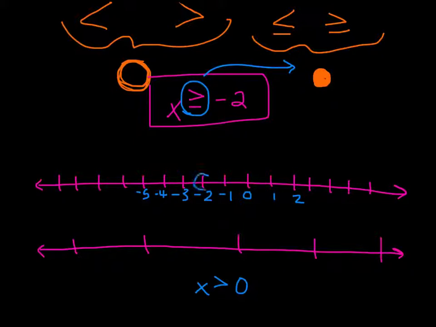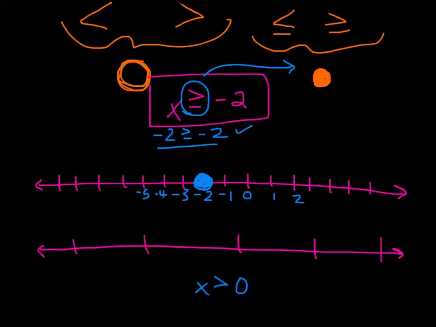I'm going to find that -2, and I'm going to start out with an open circle, but I know I'm going to fill it in because this is an equal to. That means essentially if I were to put -2 into this equation, if I said -2 is greater than or equal to -2, that works. That is a true statement. So this -2 is part of that graph.